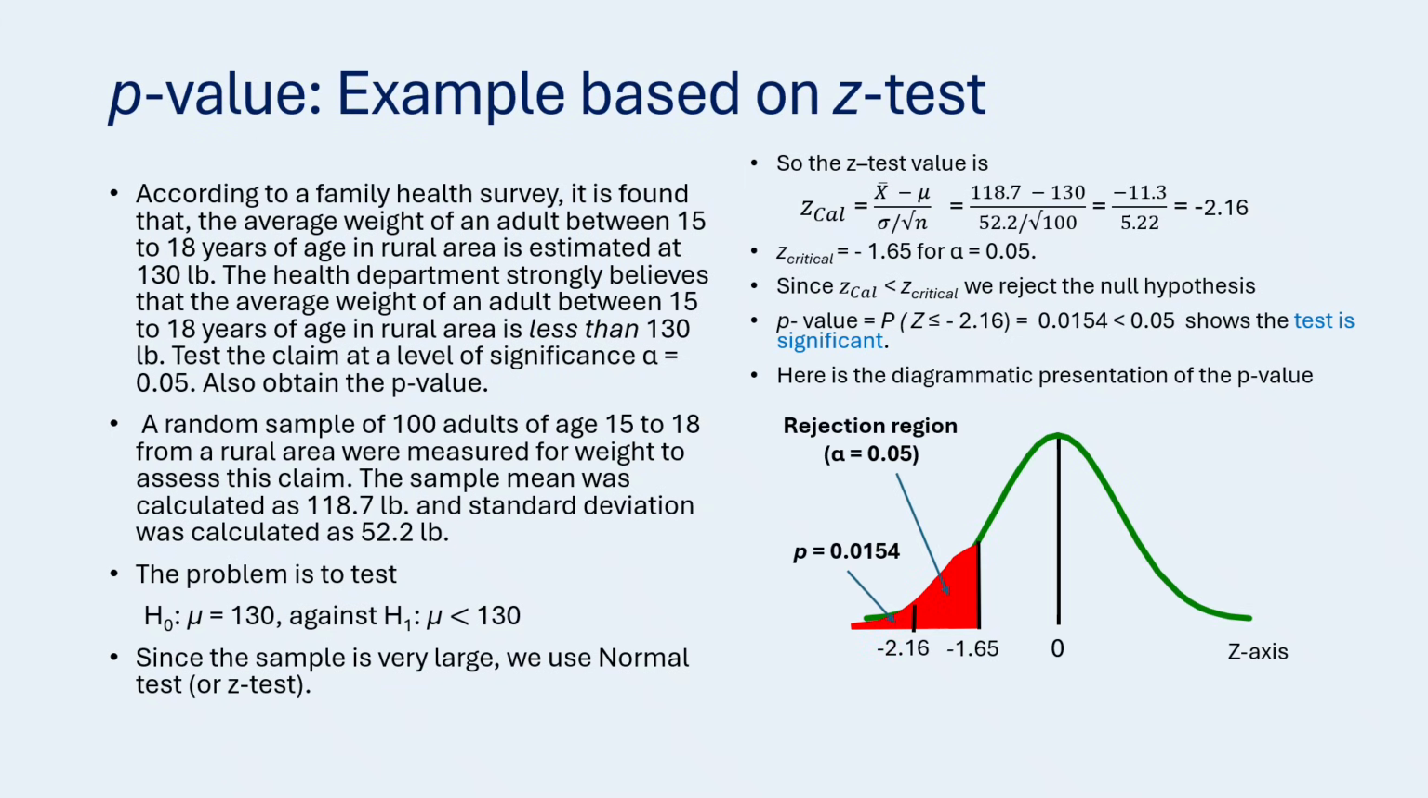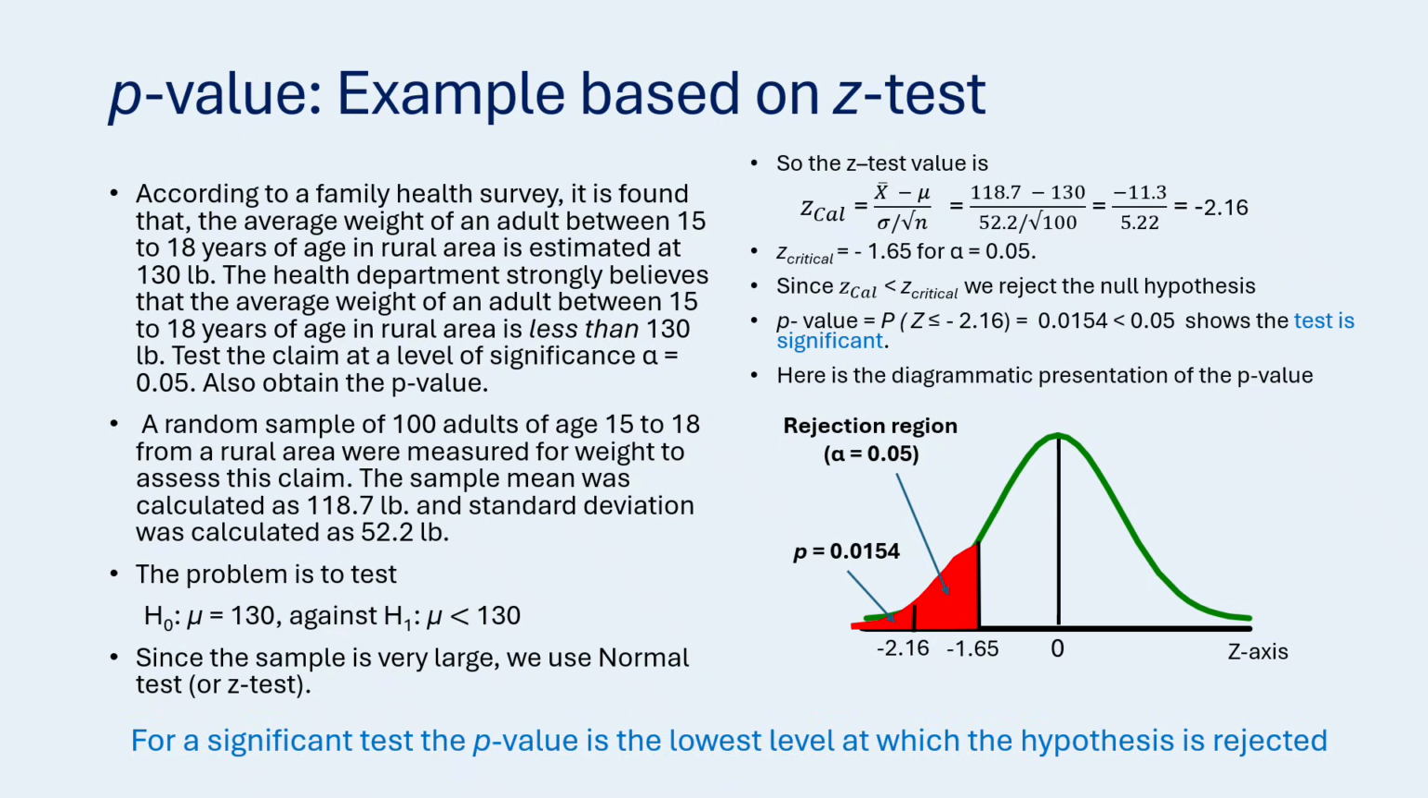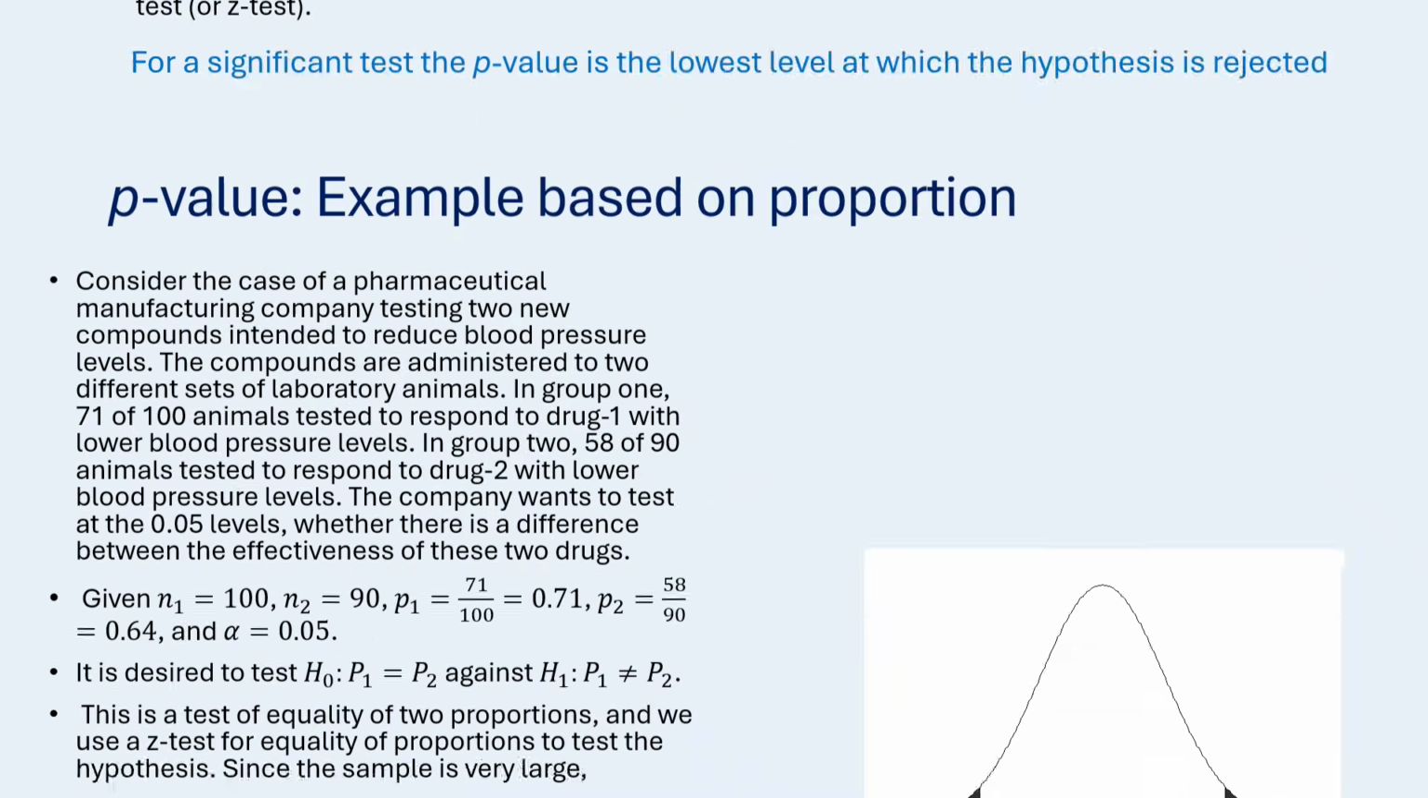So let's look at graphically how it is. Here is the area of the region where it is rejected. The p-value is falling under the rejection region. The rest of the part is the acceptance region. For a significant test, we have already decided to reject the hypothesis since the computed value is less than 0.05. Therefore we say that it's a significant test. In that case, what you need to consider is that the p-value may be treated as the lowest level at which the hypothesis is rejected.